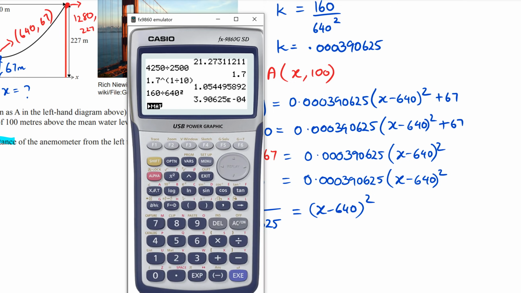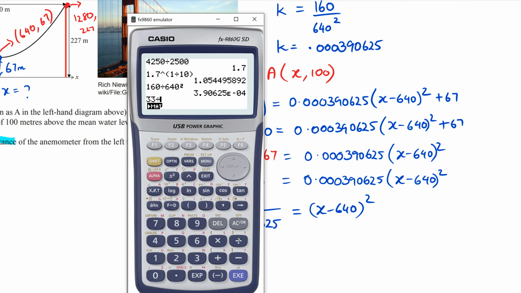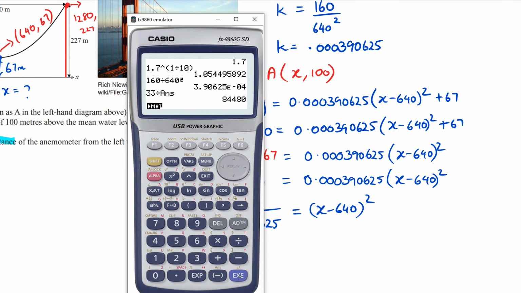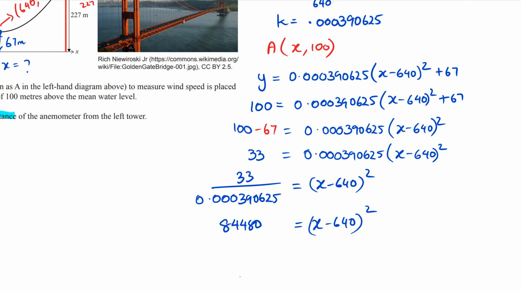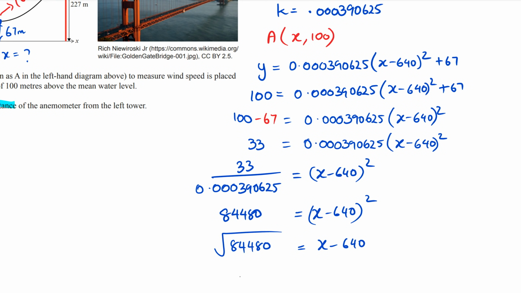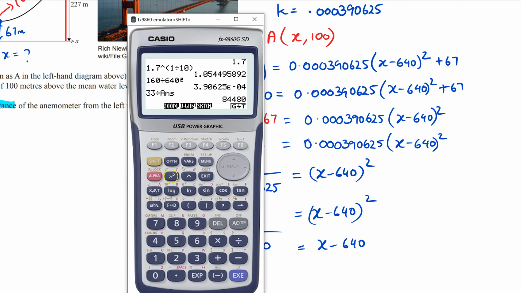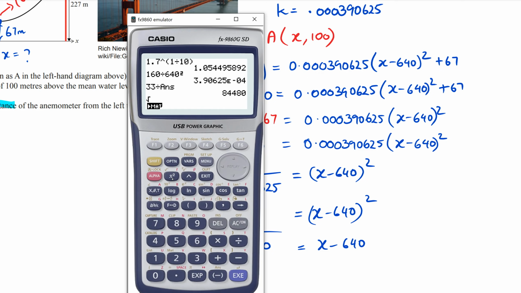So let's go back to my calculator. I'm just going to go 33 divided by the answer. That gives me 84480 equals to x minus 640 squared. And this is what you could do. You could say that x minus 640 is equal to square root of 84480. And I really hope this works, because otherwise I have to go back and redo this entire video again.